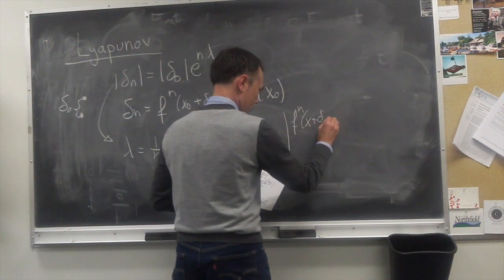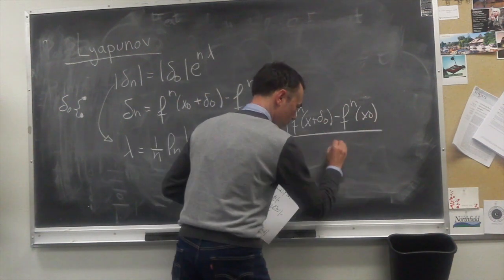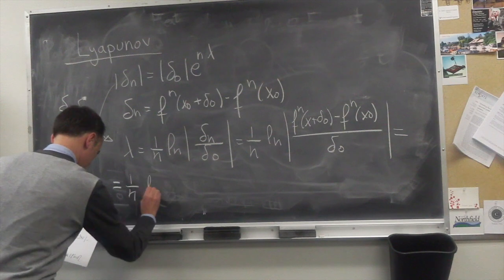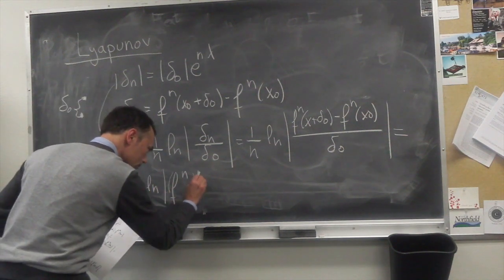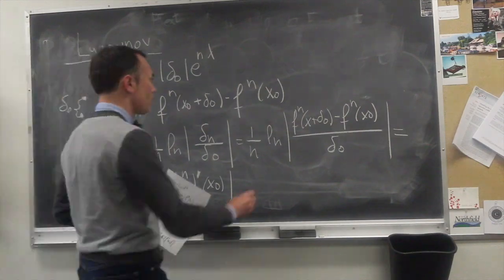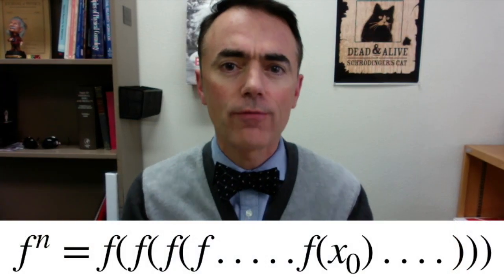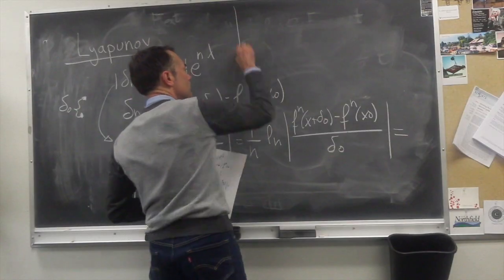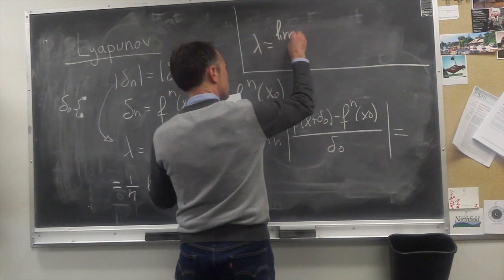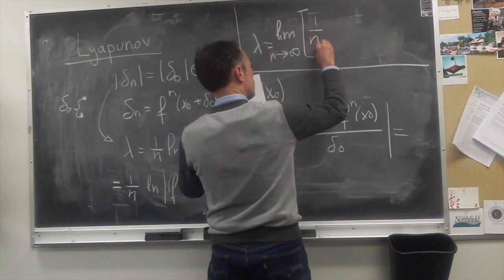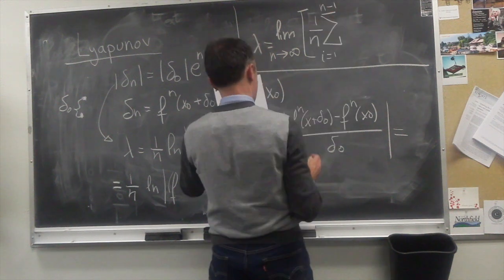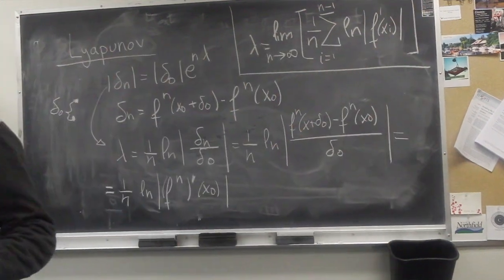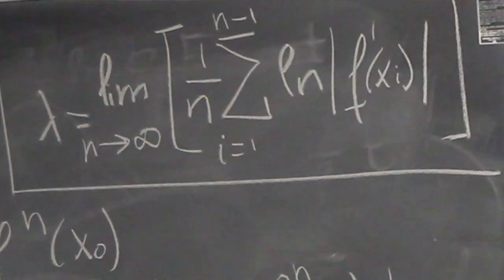We rewrite delta n as the difference in the nth iteration of the different trajectories. But note that this is just the definition of a derivative. So lambda equals 1 over n times the natural log of the derivative of the nth iteration. But the nth iteration is just the function of the function of the function, and so on. So by the chain rule of derivatives, lambda can be written as 1 over n times the sum from i equals 0 to i equals n minus 1 of the natural log of the derivative of the function, in the limit when n tends to infinity.